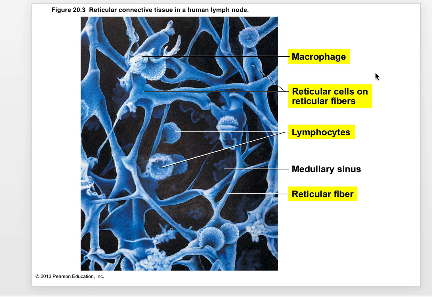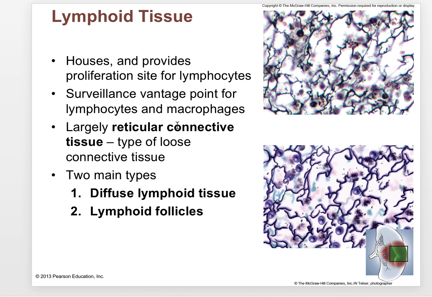This is a microscopic picture of the inside of a lymph node. There's reticular fibers, macrophages here, lymphocytes, all the different components of the lymphatic system. Lymphoid tissue, that's a place where lymphocytes can proliferate, can be trained, and basically become the killing machines that they become.